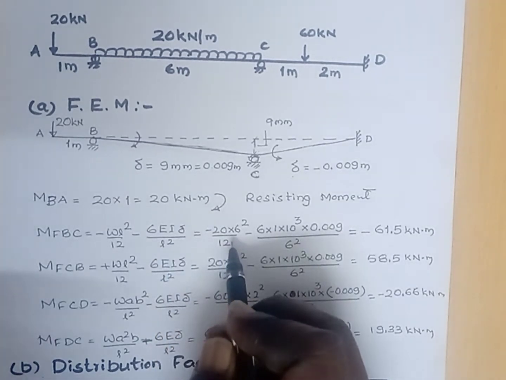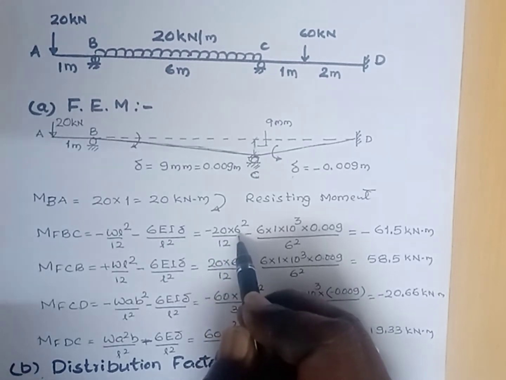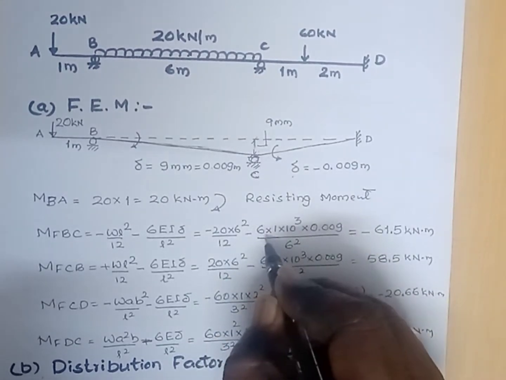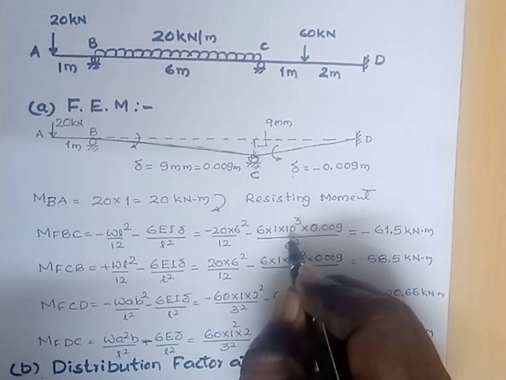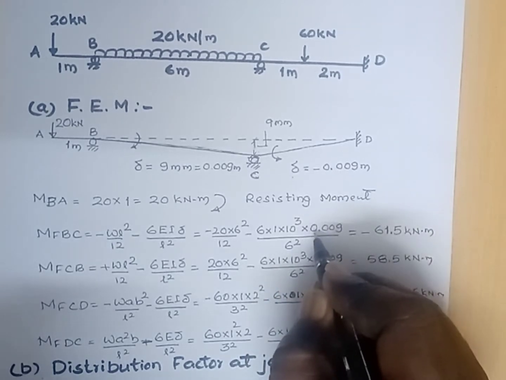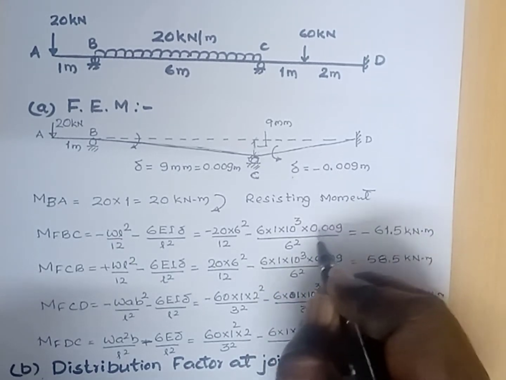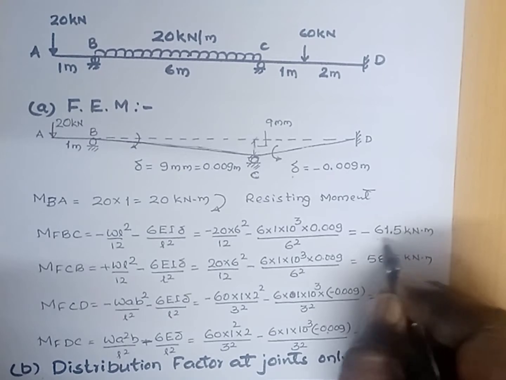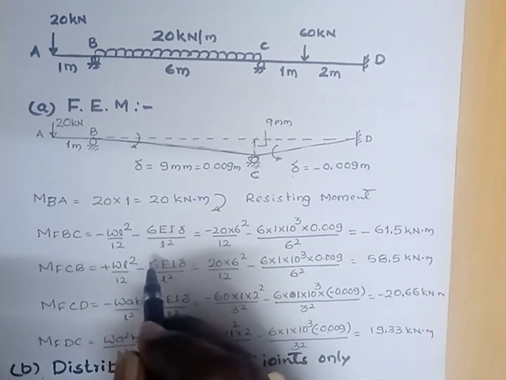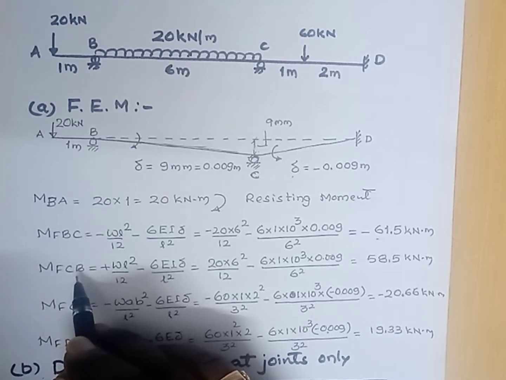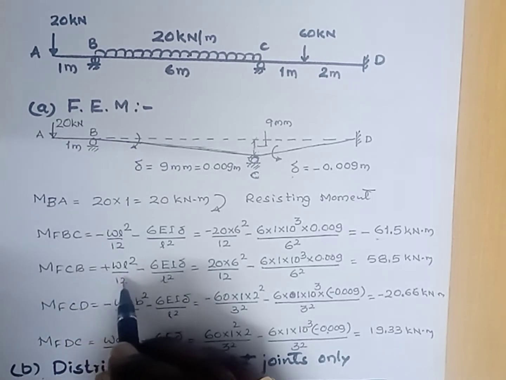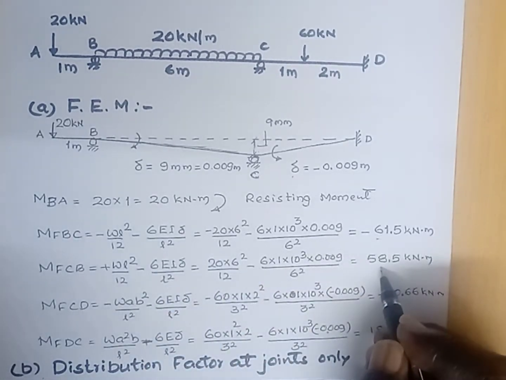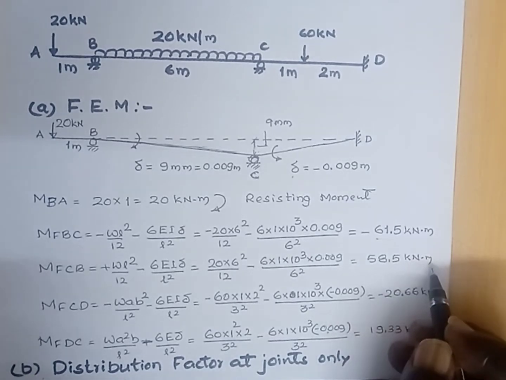Then by substituting the values, W is 20, L is 6, WL square by 12, that is minus 20 into 6 square by 12. Here by substituting the values, 6, EI is 1 into 10 to the power of 3 kilonewton meter square and delta is plus 0.009 meters divided by L square, that is 6 square. Here the moment is minus 61.5 kilonewton meter. Similarly, for the other end, MFCB is WL square by 12 minus 6 EI delta by L square. By substituting its values, we will get 58.5 kilonewton meter.